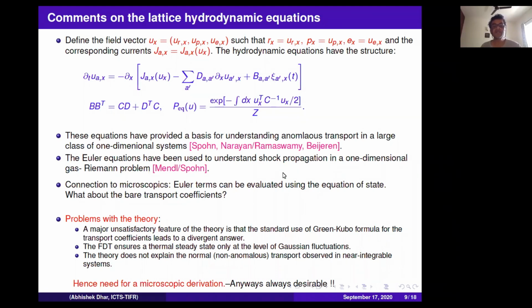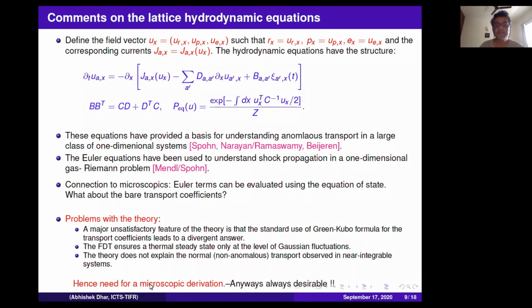Okay, so now the connection to microscopic lattice hydrodynamics is again you need to use the equations of state, and then the question about Bayer transport coefficients is the problematic one. So one of the problems with the theory is that if you use a standard Green-Kubo formula to compute these transport coefficients, D_AA is what I will call the transport coefficients, they are like viscosity and heat conductivity, then it turns out that you get divergent answers. Okay, so these Bayer transport coefficients blow up if you use the standard Green-Kubo formula.